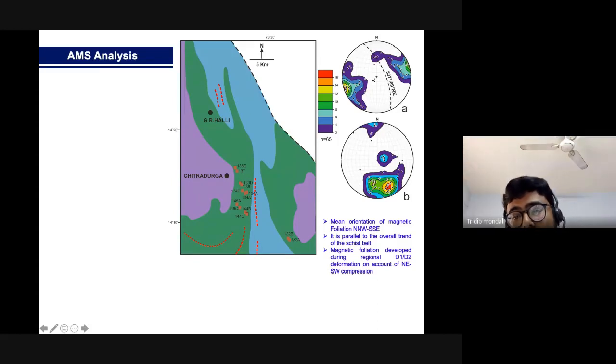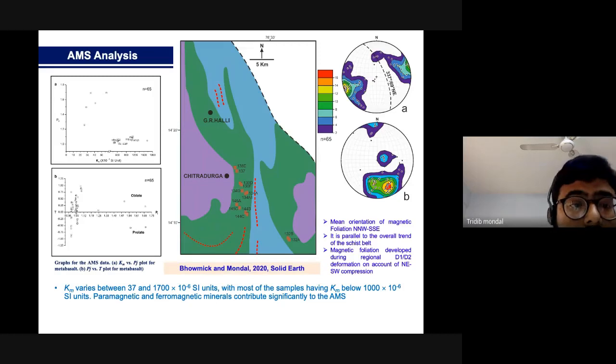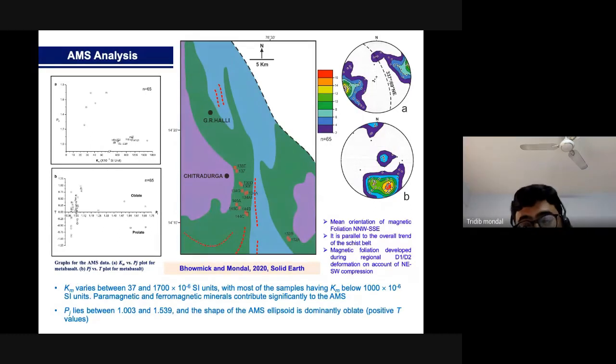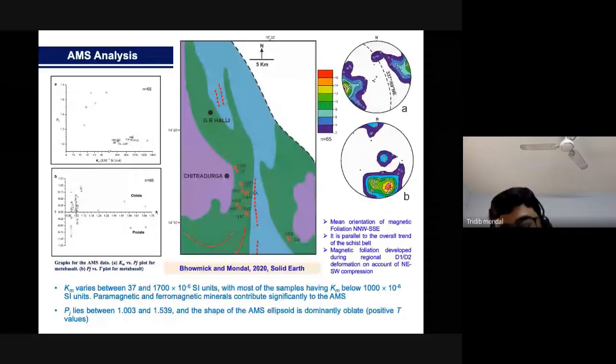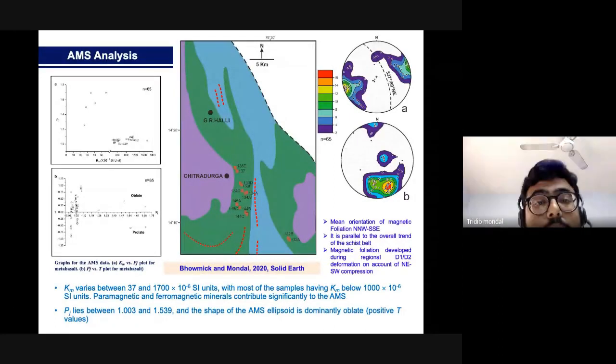So the mean orientation of the magnetic foliation is north-northwest south-southeast oriented, which is parallel to the overall trend of the belt. So it is envisaged that these fabrics are the consequence of D1 D2 deformation that developed during northeast-southwest directed compression. If you see the Km versus Pj plot, it shows that they are not linearly related. That means the strain must have played an important role in giving the AMS ellipsoid, and the Pj versus T plot shows that the AMS ellipsoid is dominantly oblate in shape.